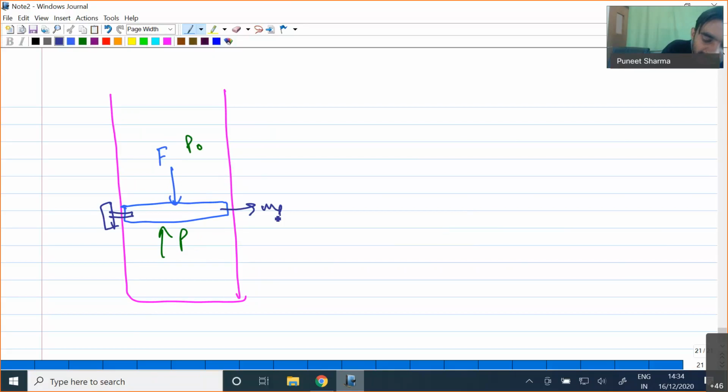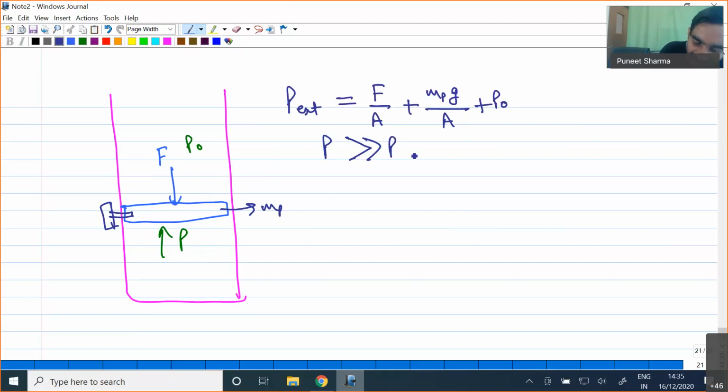Okay, so if you see from the external side, we have a total pressure. One is because of the force, so force per unit area. Another is because of the weight of the piston, so MPG by A, and then P0 pressure. So this is my external pressure, and I have told you my gas is at very high pressure. So gas pressure is significantly large in comparison to the external pressure.